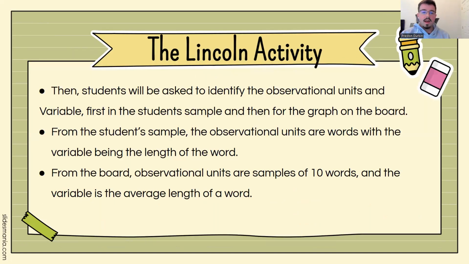And moving on, students will be asked to identify the observational units and the observational variable first in the student sample and then on the graph on the board. You should expect the students to come to the conclusion that the observational units from their own sample are words, with the variable being the length of the word. But from the board, it's actually quite different. At first, when I was reading, I didn't think there would be a difference, but there's a very slight difference. The observational units are samples of 10 words, and the variable is the average length of the word, which is very similar to the student sample.